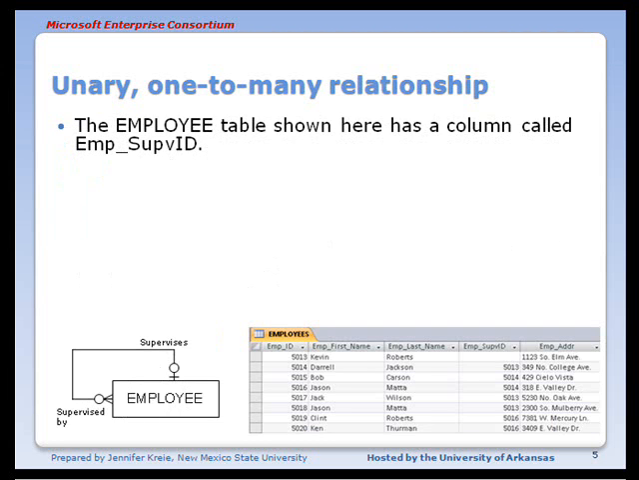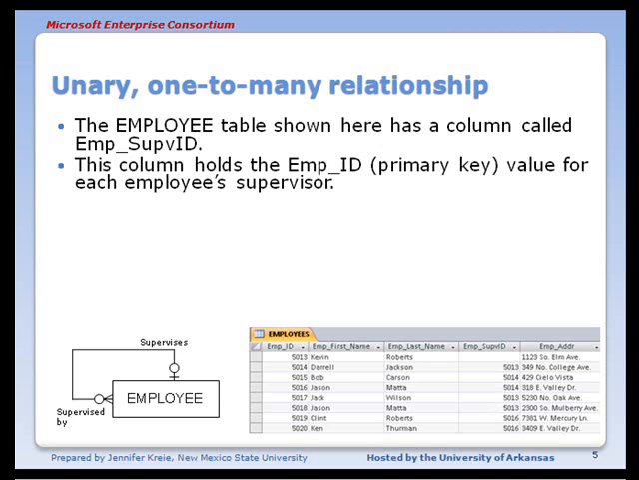So in the employee table shown here, we have added an EMP supervisor ID column. This holds the employee ID, the primary key value, for each employee's supervisor. So who supervises Bob Carson? If we look at Bob Carson and move over to his supervisor ID column, we see a 5014. If we then look through the employee ID column, when we find 5014, we can see Daryl Jackson. So Bob Carson reports to Daryl Jackson.